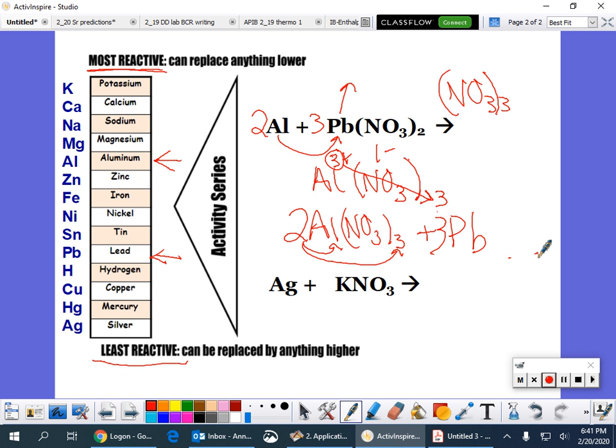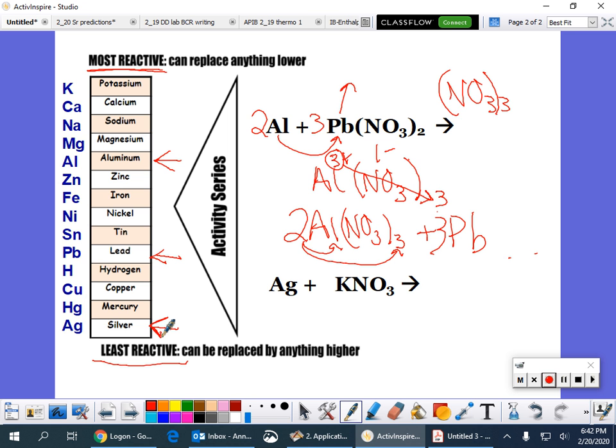Let's look at another one. Let's look at silver coming in and reacting with potassium nitrate. So again, our first question is going to be, is this reaction even going to happen? Or are we going to put silver in with our potassium nitrate solution and they're just going to sit there and not react with each other? So let's look at our activity series. Ag, silver, is way down here at the bottom. That means it's the least reactive of the elements in this list.